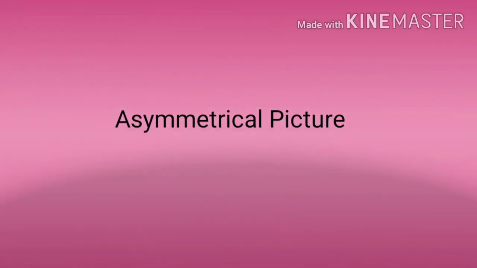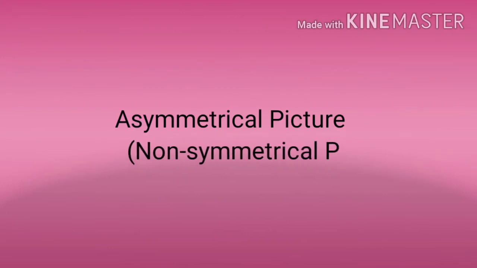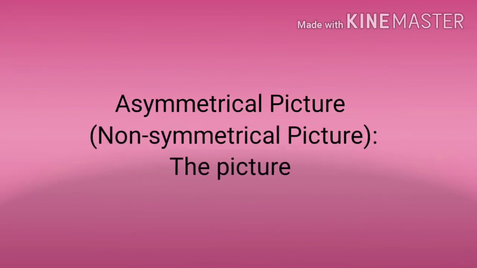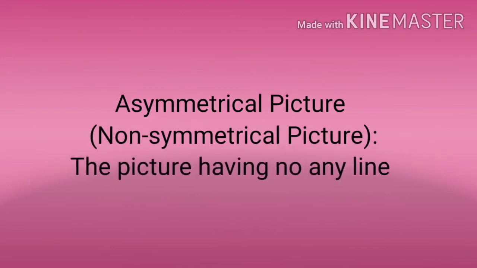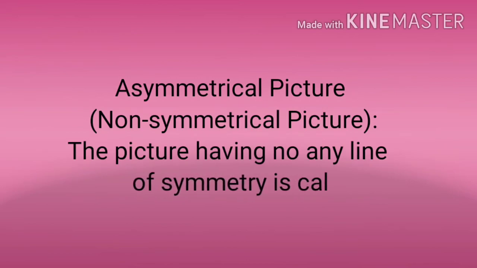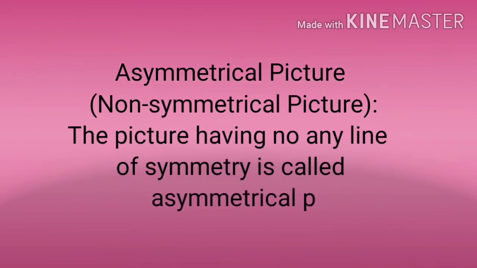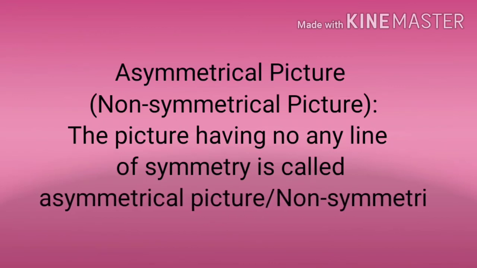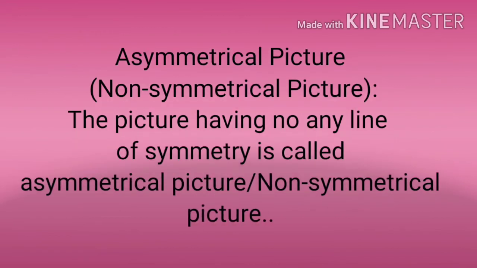If a picture has no line of symmetry, then we can say that picture is an asymmetrical picture or non-symmetrical picture. Know once again about this concept. It means an asymmetrical picture has no line of symmetry. An asymmetrical shape is also known as a non-symmetrical shape.